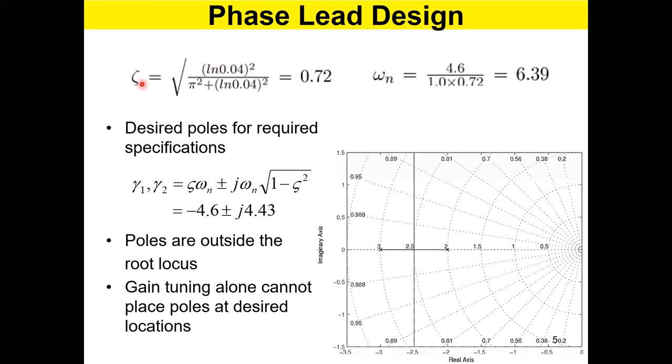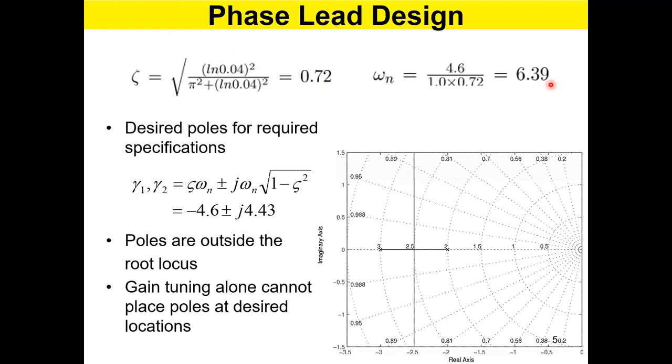I can calculate zeta and omega n because I know the overshoot has to be 4%, so 0.04 as a fraction. And here you can see the time of 1 second. Remember, this is the equation: 4.6 over time times damping ratio. The damping ratio can be calculated directly from the overshoot, from the previous lecture. You substitute the overshoot, calculate zeta, and put it into the time equation to calculate omega n. So in two equations, you calculate both zeta and omega n.